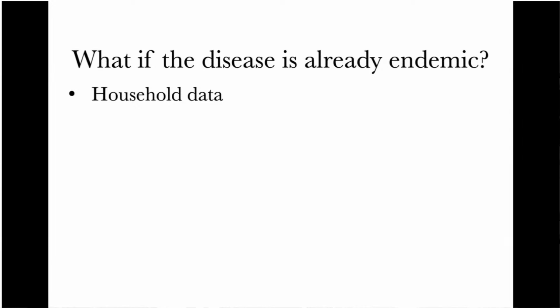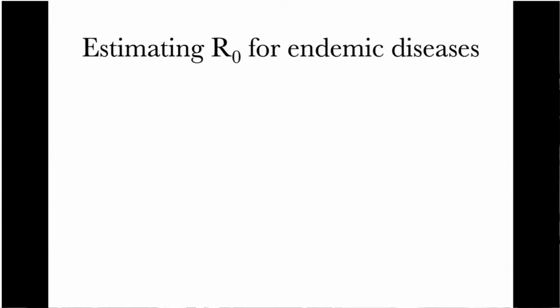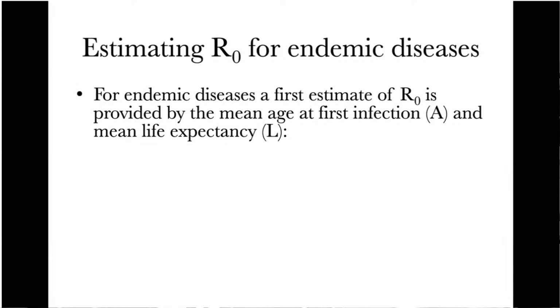But we've looked at a situation where the disease is just taking off. What about situations where the disease is already endemic in the population? In which cases you might need a bit more information than I presented there, like age patterns, household data, but we'll go through it as I go on.